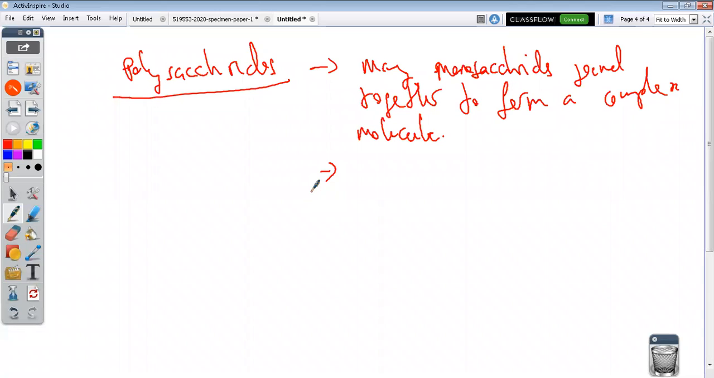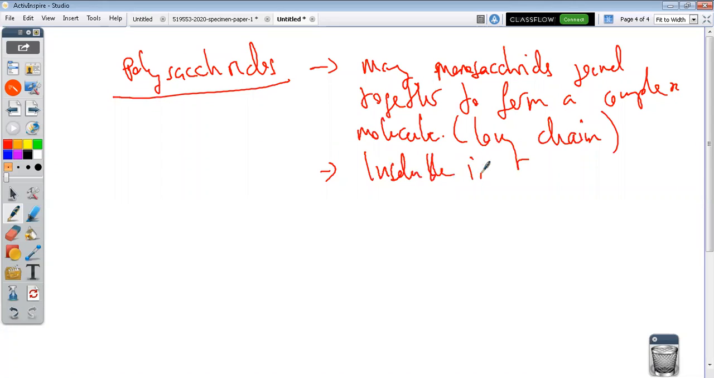Are we together? To form a complex molecule. So it's a long chain of monosaccharides. Clear? They are insoluble in water, which makes them suitable for storage of carbohydrates in plants and in animals. They have to be stored in this format because it's insoluble in water. Clear?